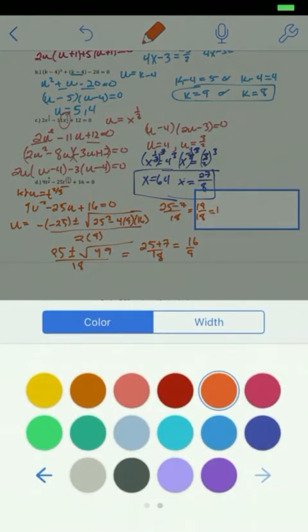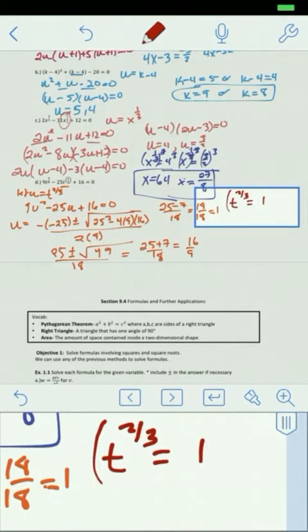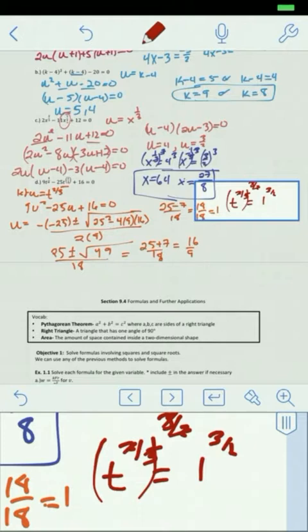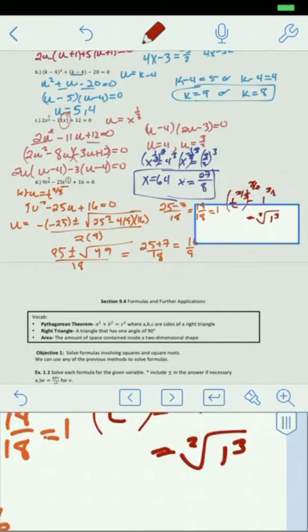Very last step, I've got to substitute that t back in, so t to the 2/3 is equal to 1. If I want to cancel that, I'll take the 3/2 power. That way it cancels. Well, 1 to the 3/2 is going to be the square root of 1 cubed. So 1 cubed is 1, and the square root is just going to be another 1.